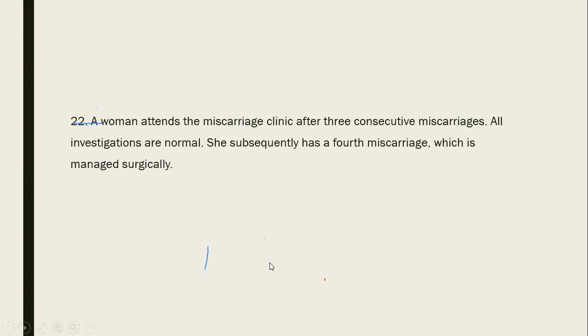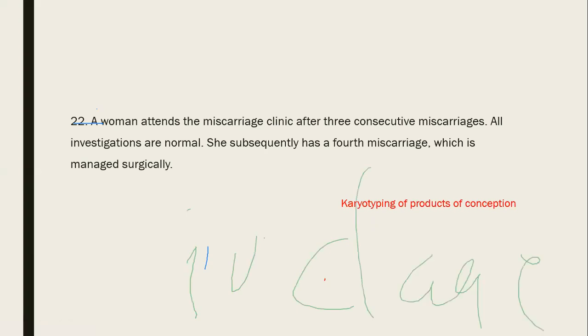A woman attends a miscarriage clinic after 3 consecutive miscarriages. All investigations are normal. She subsequently has a fourth pregnancy, which is managed surgically. Since this is managed surgically, the product of conception should be sent for histopathology. Karyotyping, exactly. Yes, histopathology, karyotyping, product of conception.